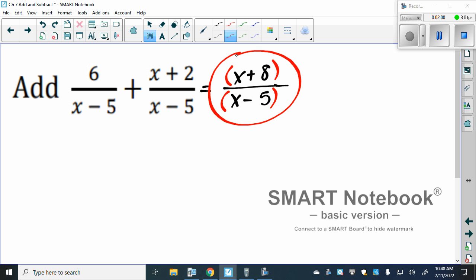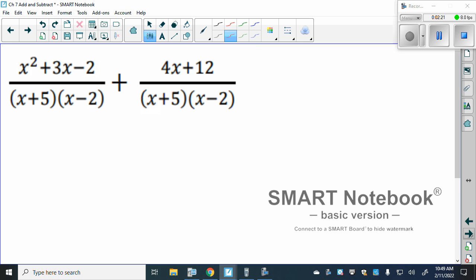And one of the biggest things I will say with addition, subtraction, especially our complex fractions, we need to simplify all the way down before we start trying to cancel anything out on top and bottom. Any questions on this here before we move on to the next one? Let's look at the next one.